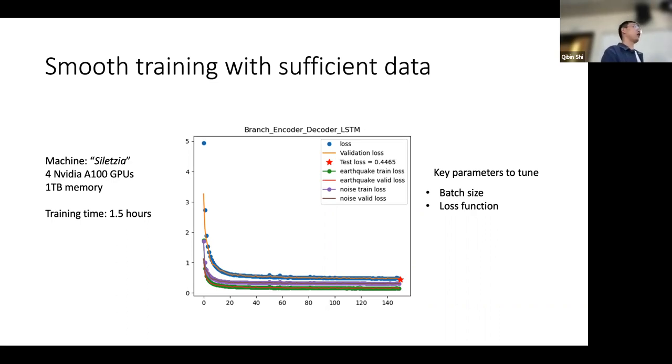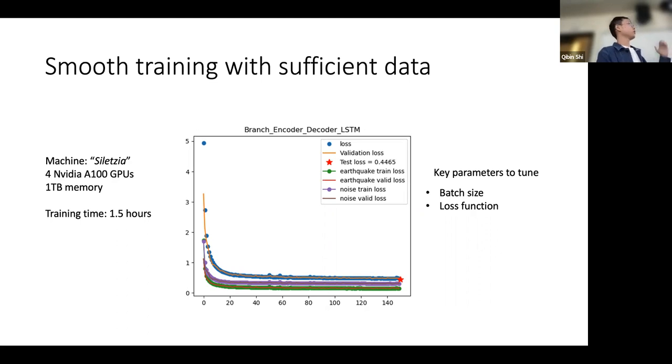But this relies on how much data we have. Usually the batch size should be smaller than 5% of the total data set. So if we want a larger batch size, we need a larger data set. And the second thing, which is more important, is the loss function. This is smooth partly because we are using an advanced loss function. We tried using the waveform mismatch, the L2 norm between the two waveforms, the predicted waveform and the label waveform, and that gave us a very rough, unsmooth training process.